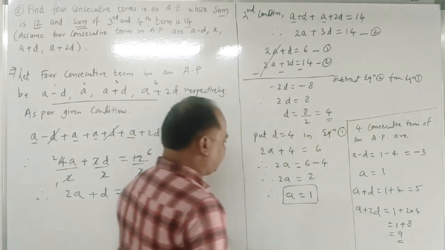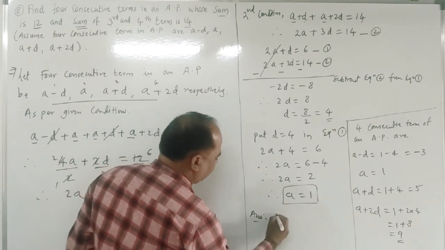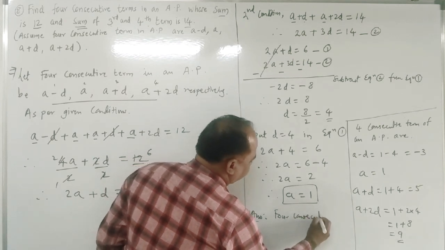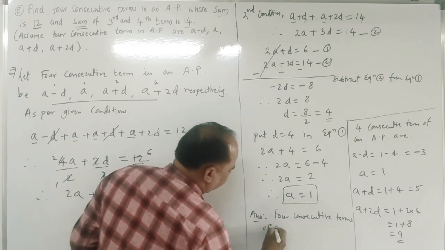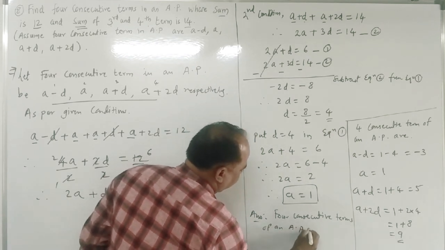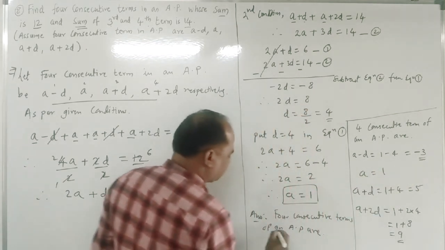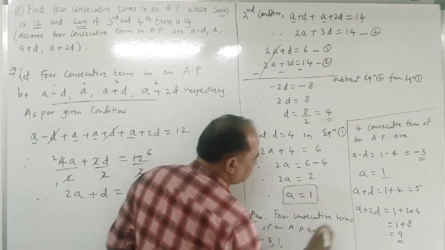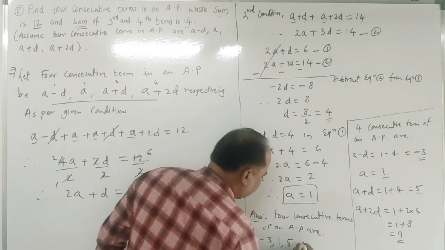So the 4 consecutive terms of an AP are minus 3, 1, 5 and 9.